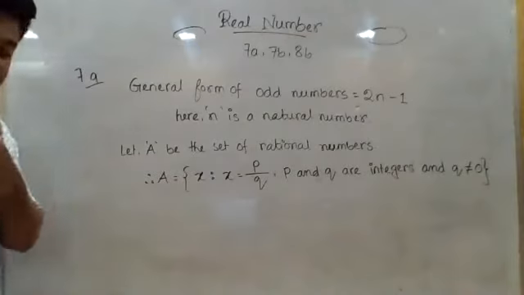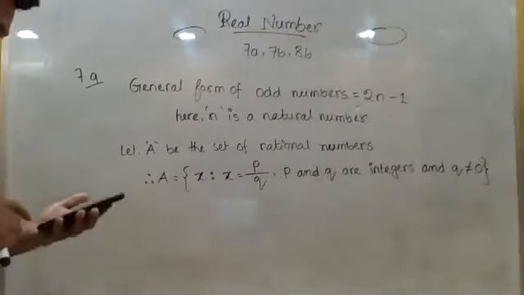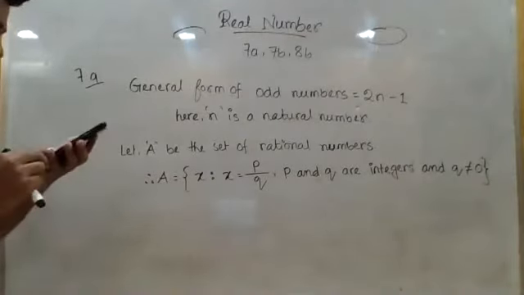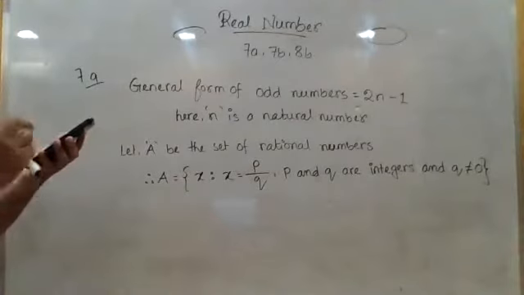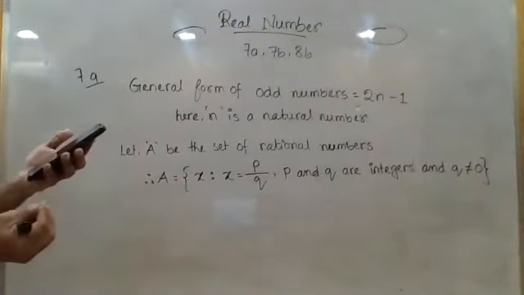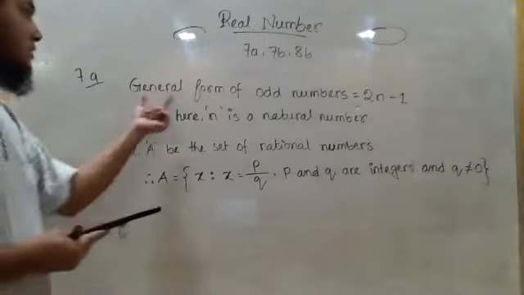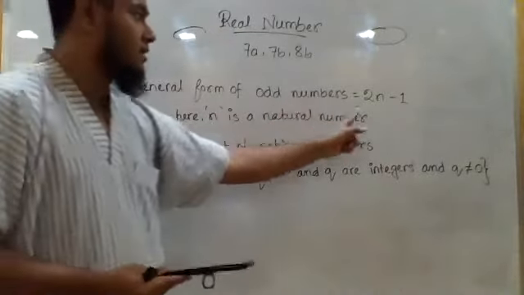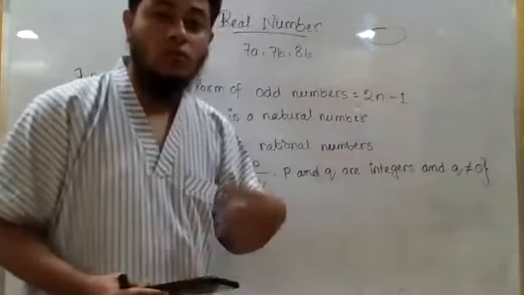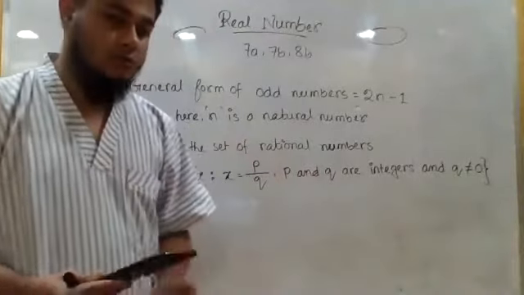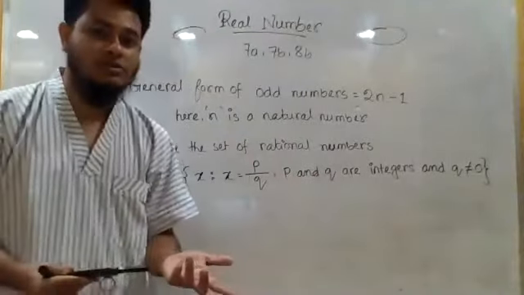In 7a, if you take a look at the question, you have been asked to write a general form of an odd number. At first, let us do that. General form of an odd number, I have written it as 2n minus 1. Now, why is this a general form of an odd number? Why does this represent an odd number?